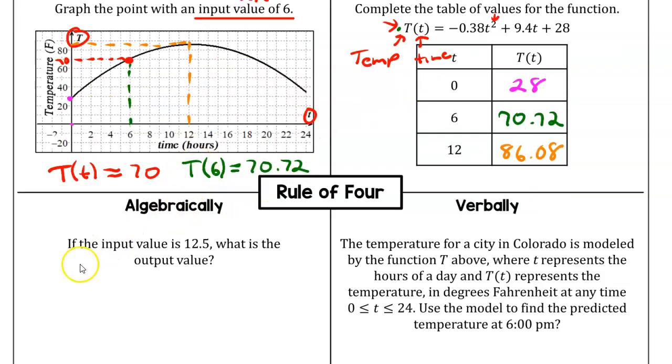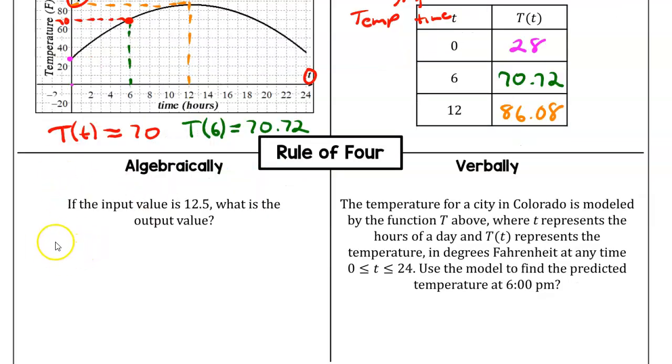Okay, so that's the table. And we go down here: if the input value is 12.5, so that's just a little bit above, I could always use my calculator once again. The question is, my input value is 12.5, what is the output value? So it's asking, what is the temperature at time 12.5? If we're thinking about time of day, this would be 12 o'clock and a half, which would be 12:30 p.m.